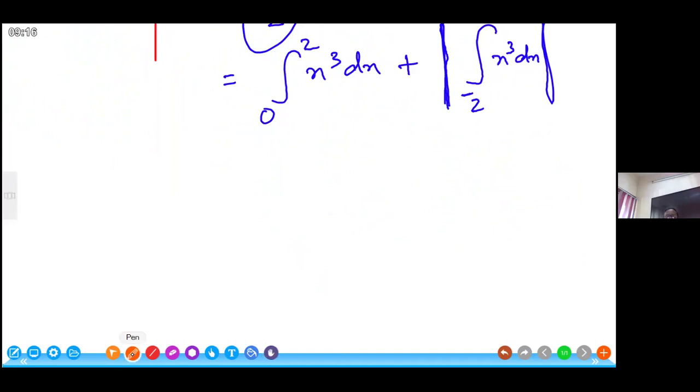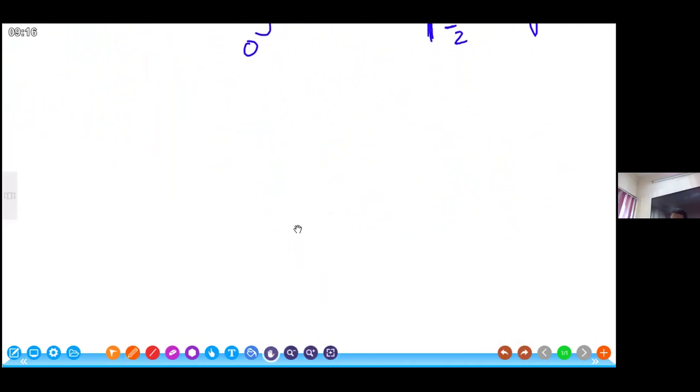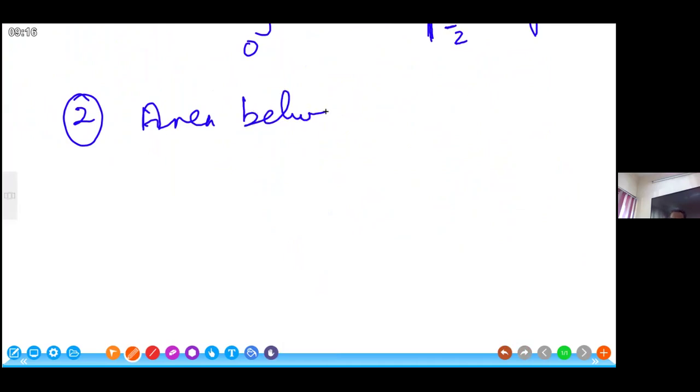Right. So that is one concept of area under the curve. The second application: area between two curves.